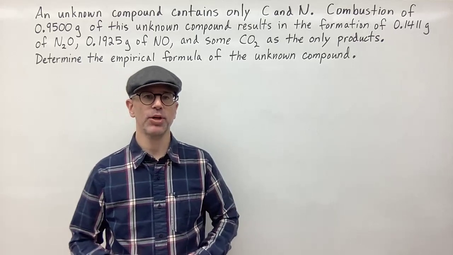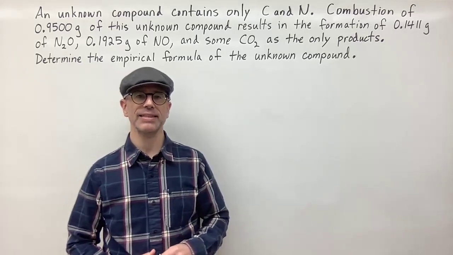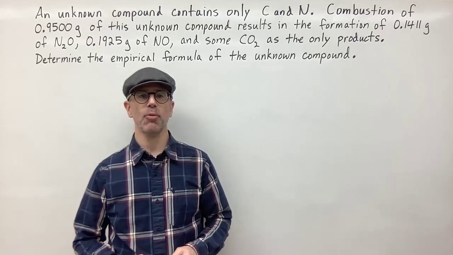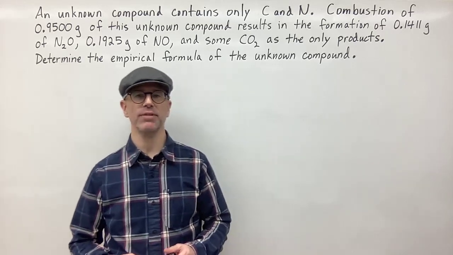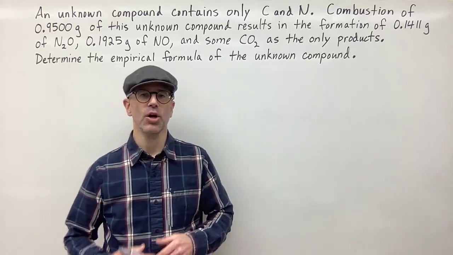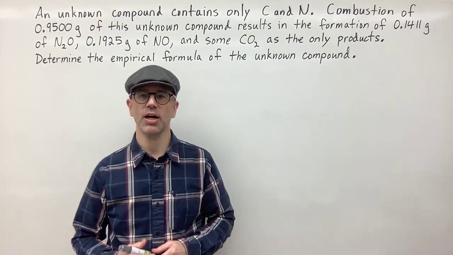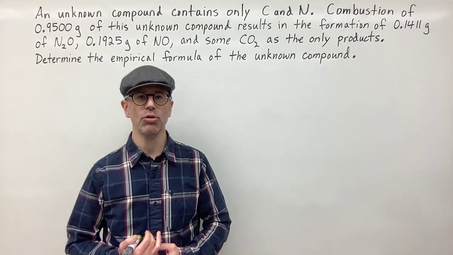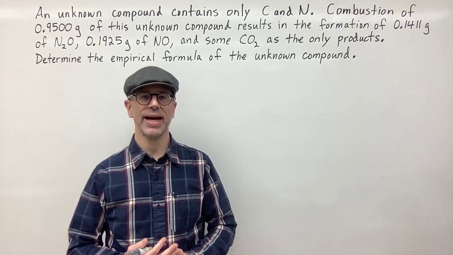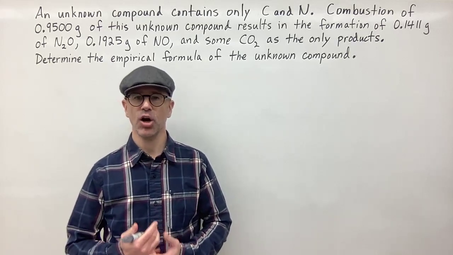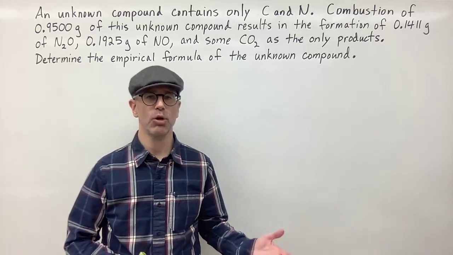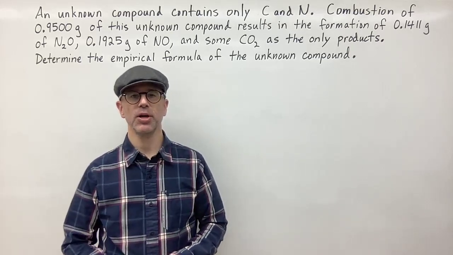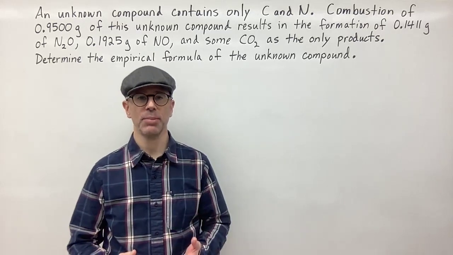So in this problem we're given an unknown compound that contains only carbon and nitrogen. Combustion of 0.9500 grams of this unknown compound results in the formation of 0.1411 grams of N2O, 0.1925 grams of NO, and some CO2 as the only products. Determine the empirical formula of the unknown compound.